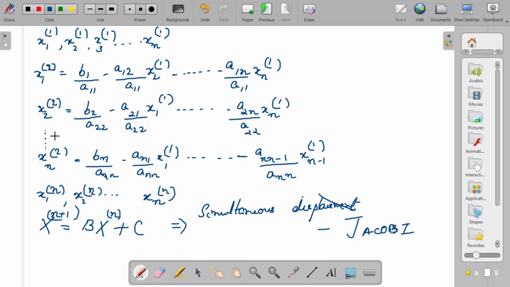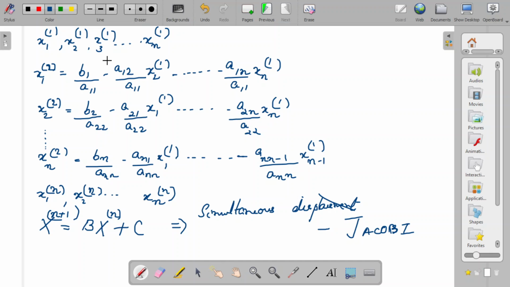Then in the next equation you can use the second approximate value for x1 as well as the second approximate value for x2, and for all the rest we have only the first approximate values. Then you find the second approximate value for x3, right? In the next step you can use the second approximate values for x1, x2 and x3, and for all the others the previous first approximate terms.